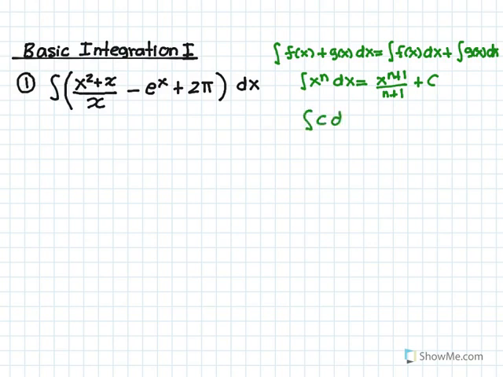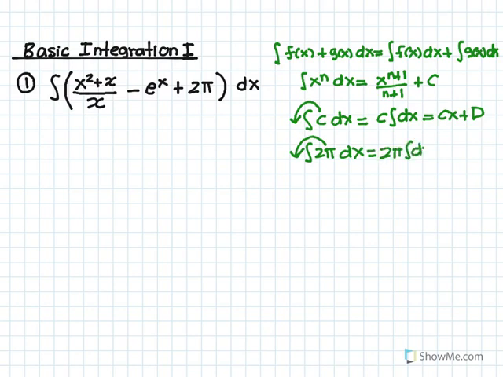Integral of a constant: the constant comes right out of the integral, it passes through, and we get c integral dx, which is just cx plus d. Another example, integral 2 pi dx. The 2 pi passes through the integral, and we get 2 pi integral dx. That's going to be 2 pi x plus d. When we write integral dx, you can think of there being a 1 here. So you can think of integrating 1 dx, and you're getting x.